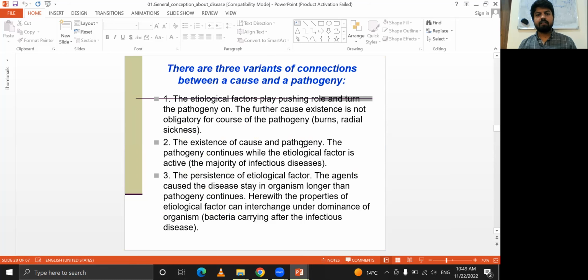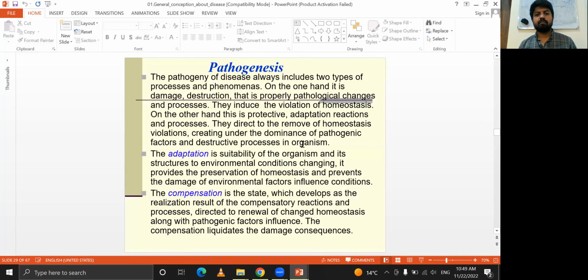After that, there are three variants of connection between the cause and pathogeny. The etiological factor plays a pushing role to turn the pathogeny on; its further existence is not obligatory for the pathogeny. In the second variant, the existence of the cause and the pathogeny continues together while the etiological factor persists. In the third, the agent that caused the disease stays in the organism longer than the pathogeny, like bacteria carrying after an infectious disease, and the properties of the etiological factor can change under the dominance of the organism.